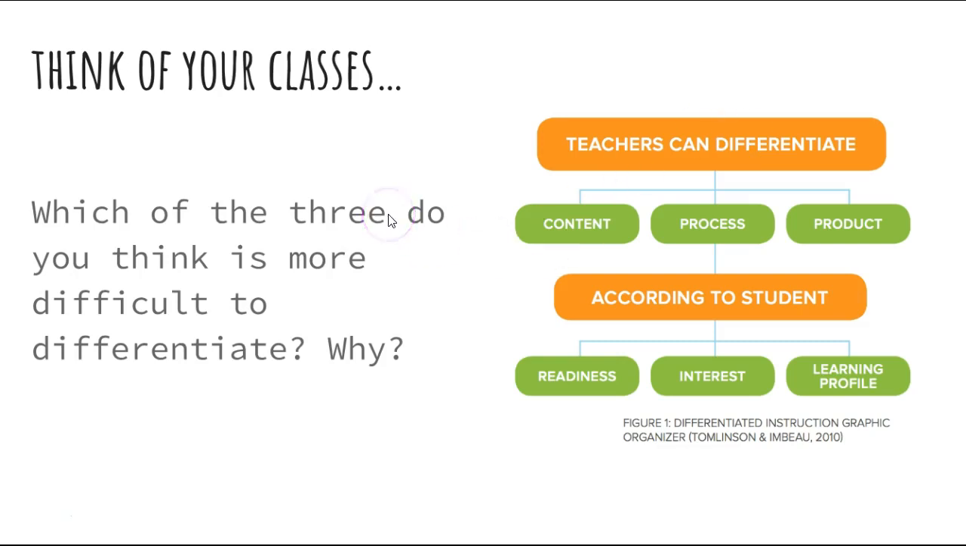So I invite you to think of your classes. Which of these three, content, process, and product, do you think is more difficult to differentiate and why? Think about the different universities where you are working or where you have worked, and think about the possibilities that you might have and which would be more challenging for you. Take notes on your Cornell note format.